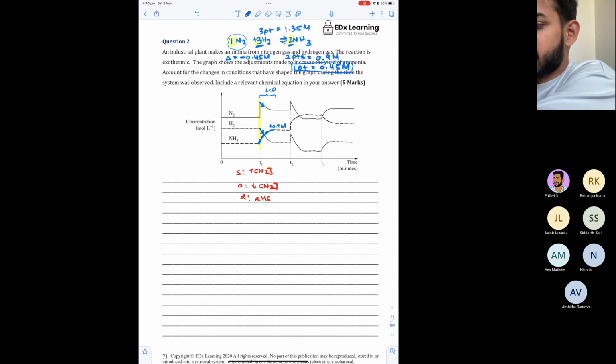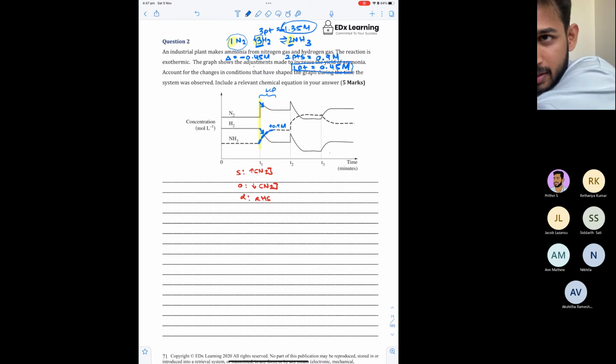Same thing with hydrogen, right? Hydrogen changes by 3 parts. We do 3 times 0.45, and you'll get the change in hydrogen is 1.35 moles per liter. Now, does hydrogen increase or decrease, Akshita, in this question? Decrease. Exactly, so then just put a negative in front of it. So it decreases by 1.35 moles. Does that make sense to everyone? Nikita, does that make sense? Yeah.